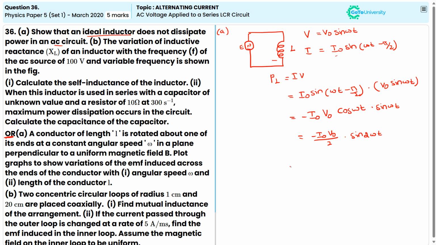Now the average power over a complete cycle, P_L, equals minus I naught V naught by 2 into the average of sine 2 omega t, which is equal to 0, because the average value of sine 2 omega t over a complete cycle is 0. So the average power dissipated over a complete cycle is also 0.